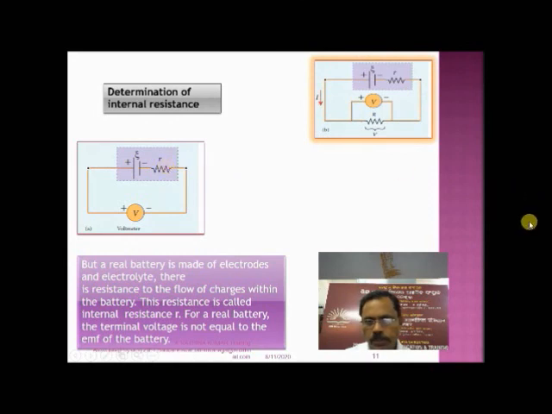R is the internal resistance. In the second diagram, the voltmeter is connected in parallel to the resistor, like the previous one. The current is coming from the battery through the resistance. How much voltage can be drawn?